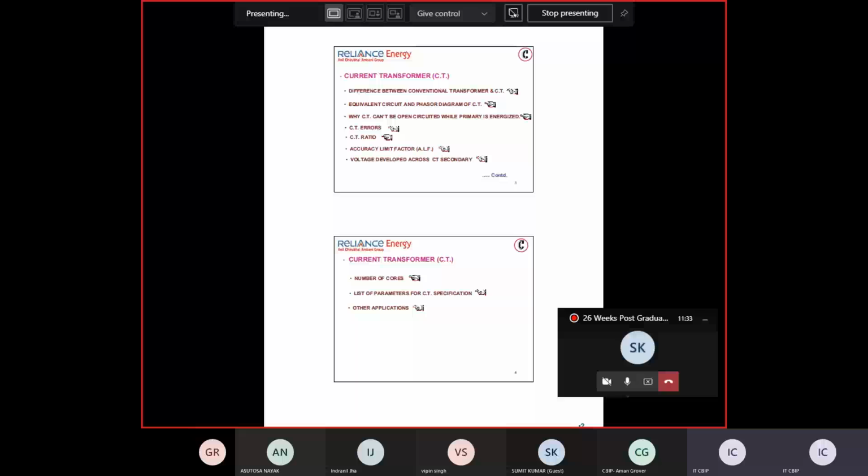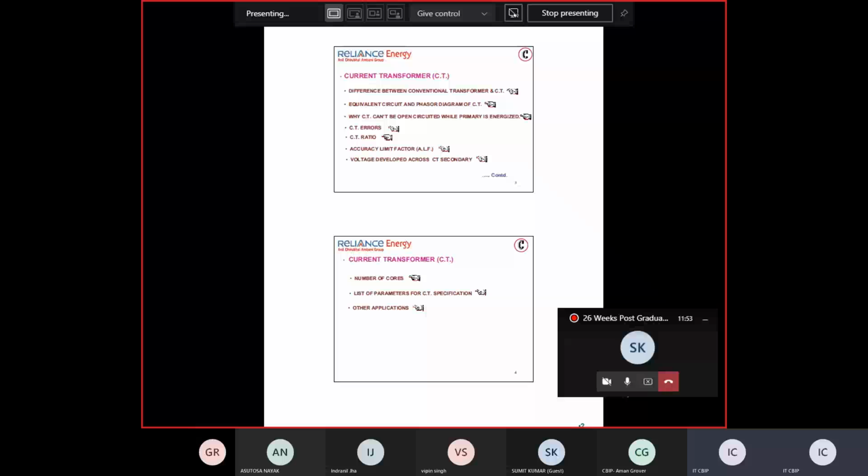and the power transformers, conventional transformers, and current transformers, what are all the differences? These are very basic questions and everybody has to understand. This is very basic and very important.